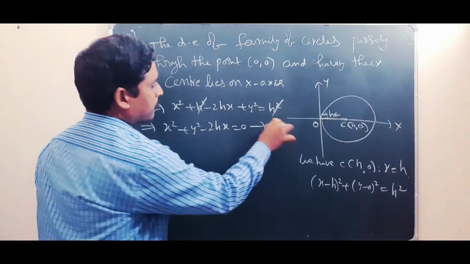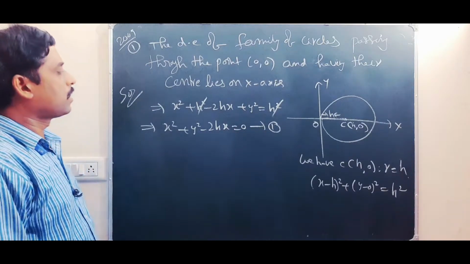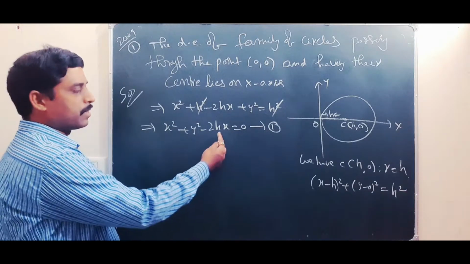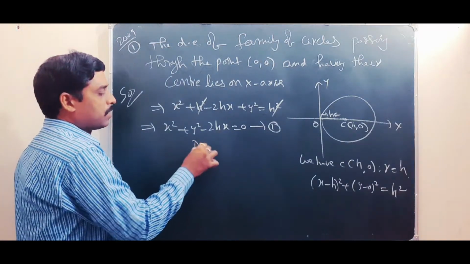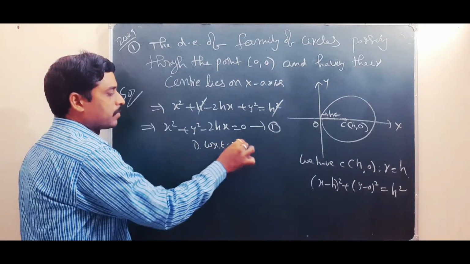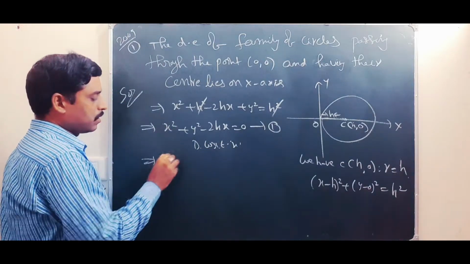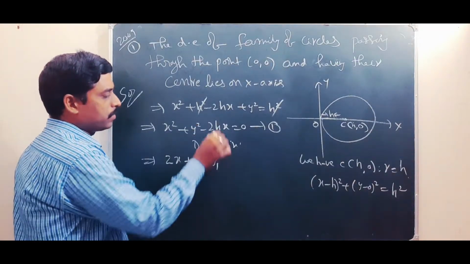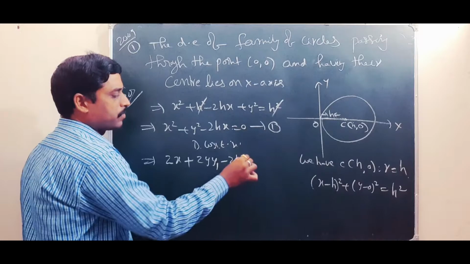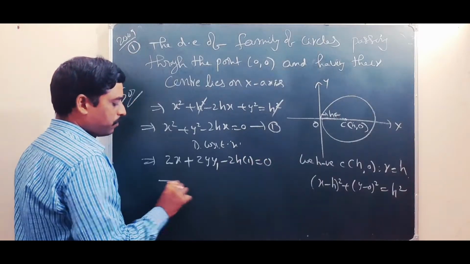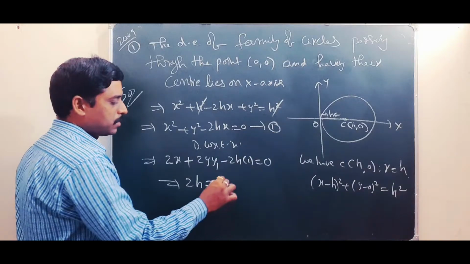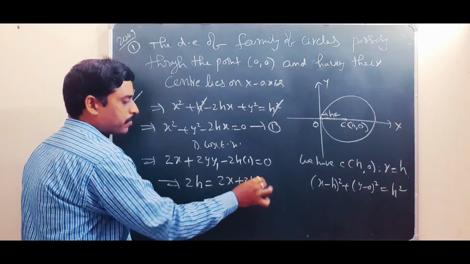Let us take equation 1. Our target is the differential equation of the family of circles. One arbitrary constant is there. Now one time differentiation with respect to x. The differentiation of x square we get 2x, plus 2y into y1, minus 2h into x differentiation 1. We have to find the 2h value. This minus 2h bring to the right side: 2h is equal to 2x plus 2y y1.